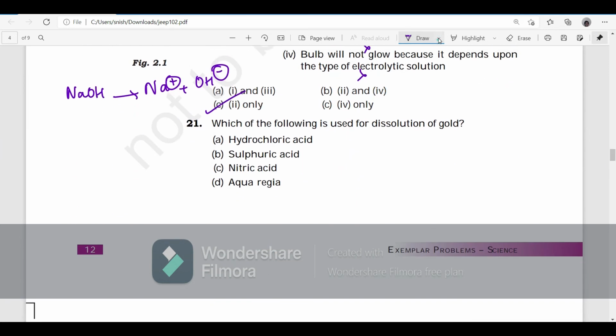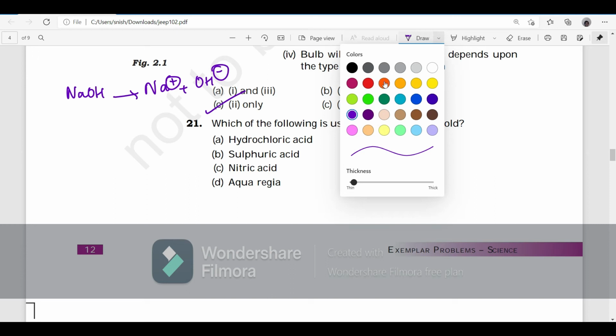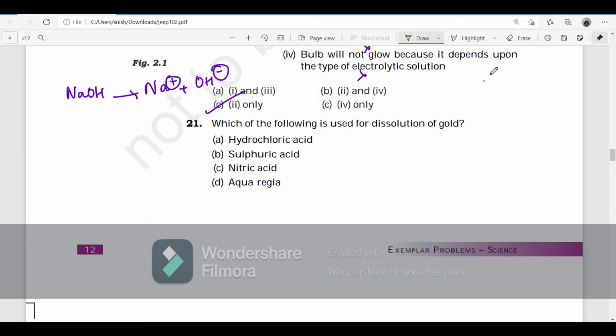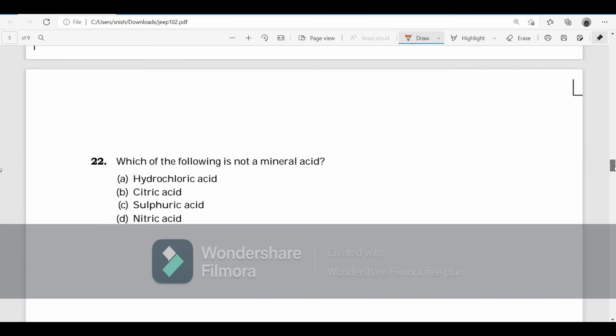Moving on. I know I'm a little faster because this topic is easy and I just want to get it done as quickly as possible. Which of the following is used for dissolution of gold? Dissolution of gold, aqua regia is used, right? You'll have HCl and nitric acid taken in a 3:1 proportion, and you can dissolve gold. And also platinum, to be remembered.